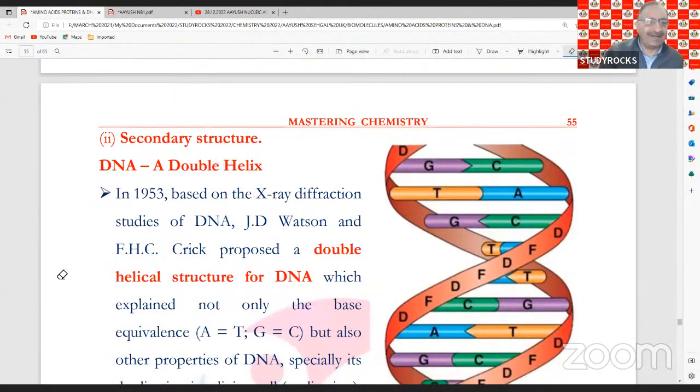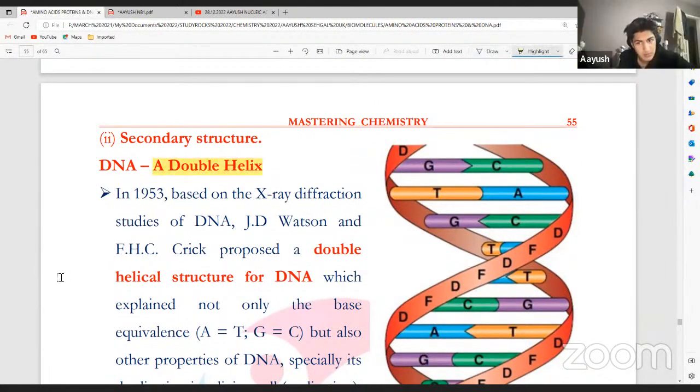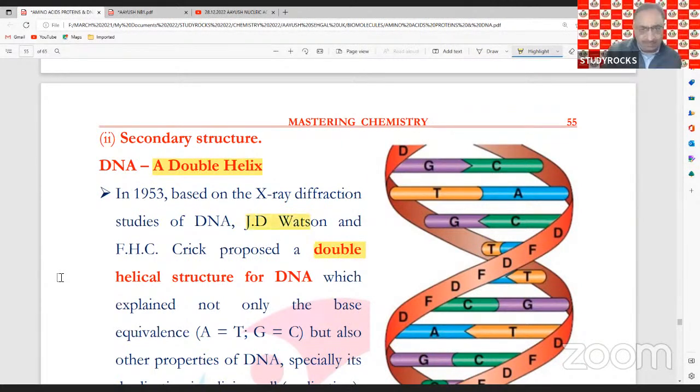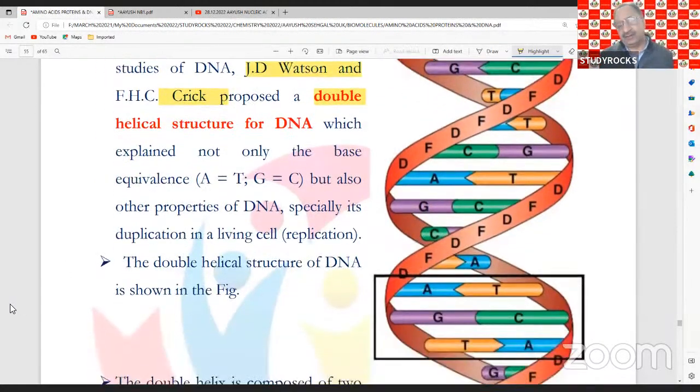Here comes the secondary structure of DNA, the double helix structure. This you must have studied. Proposed by Watson and Crick. This is the model you are looking at in the image. This is the double helical structure.